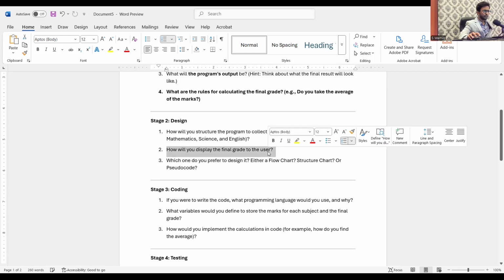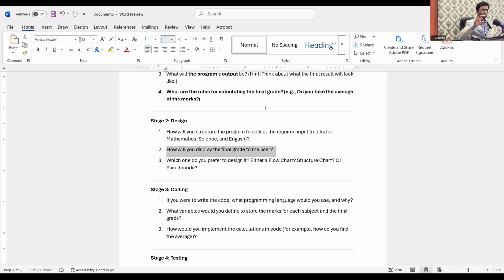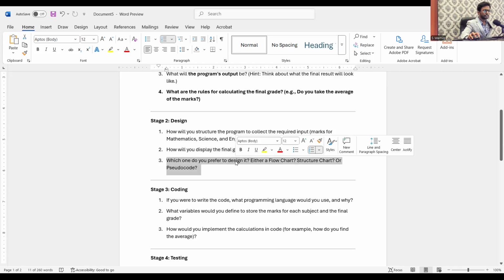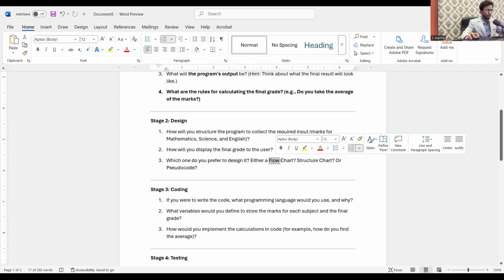How will you display the final grade to the user? You can say, congratulations, this is your A grade. For example, you can say, oh, you need some practice, you secured an F grade. So you can give messages to your user. Which one do you prefer? It's totally up to you. I'm going to check what you reply. Either if you want to use a flow chart, a structure chart, or pseudocode, you can refer to the diagrams in my lecture.